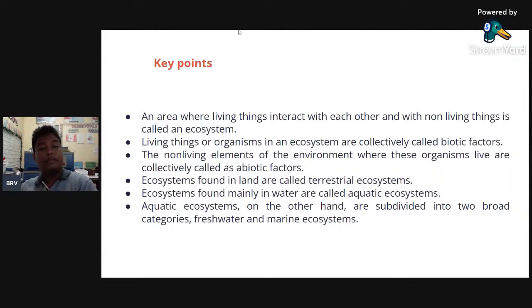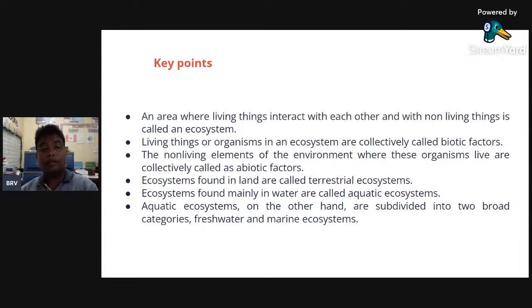So key points. An area where living things interact with each other and with non-living things is called an ecosystem. Living things or organisms in an ecosystem are collectively called biotic factors. Non-living elements of the environment where these organisms live are collectively called abiotic factors. Ecosystems found on land are called terrestrial ecosystems. Ecosystems found mainly in water are called aquatic ecosystems. Aquatic ecosystems, on the other hand, are subdivided into two broad categories: freshwater and marine water.